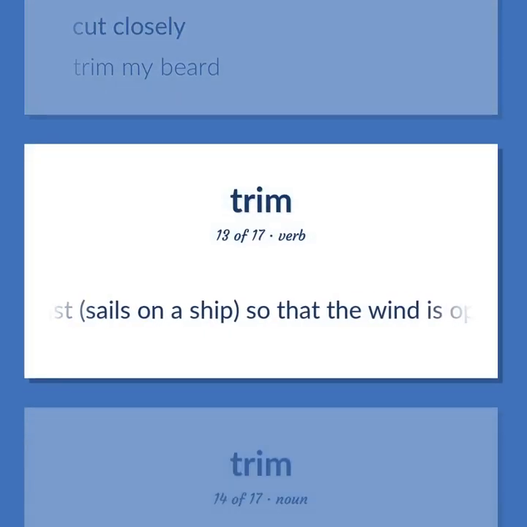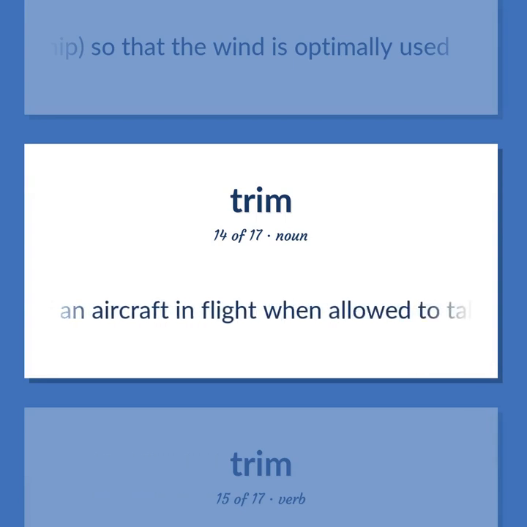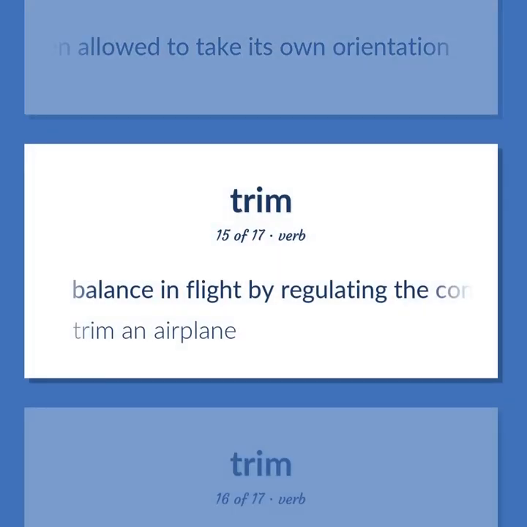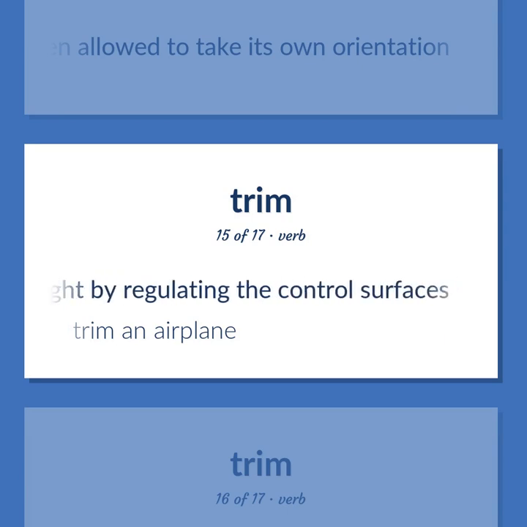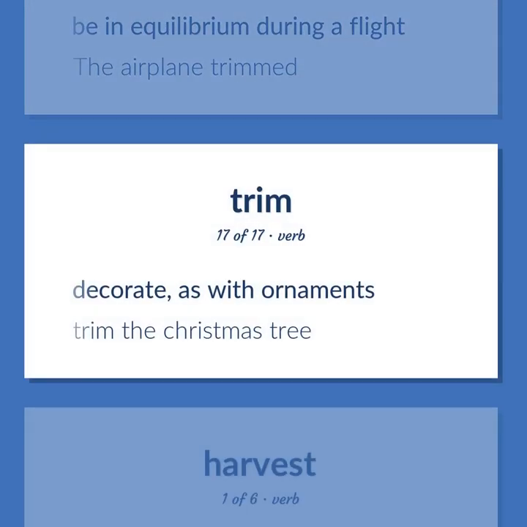Adjust sails on a ship so that the wind is optimally used. Attitude of an aircraft in flight when allowed to take its own orientation. Balance in flight by regulating the control surfaces. Trim an airplane. Be in equilibrium during a flight. The airplane trimmed. Decorate, as with ornaments. Trim the Christmas tree.